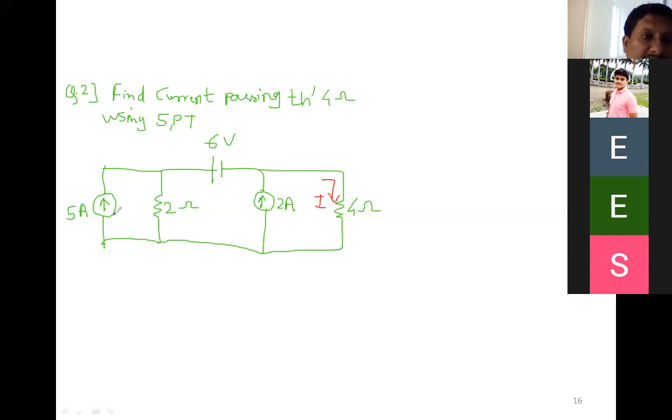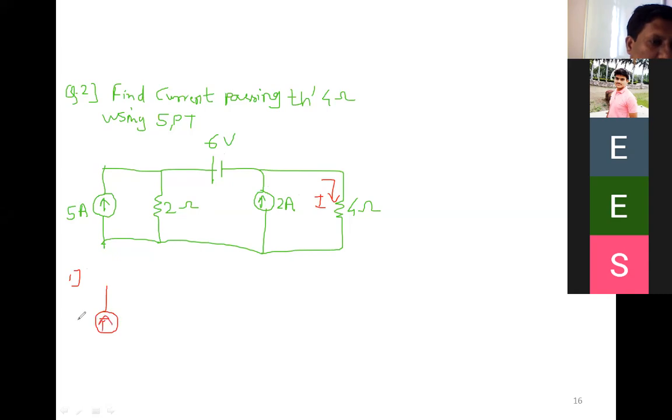So when you are keeping the 5 ampere current source, what do we have to do with the 6 volt and 2 ampere sources? Eliminate. The voltage source is eliminated by short circuit, and the 2 ampere current source by open circuit. So I will keep the 5 ampere as it is.